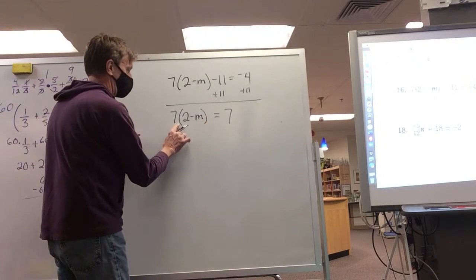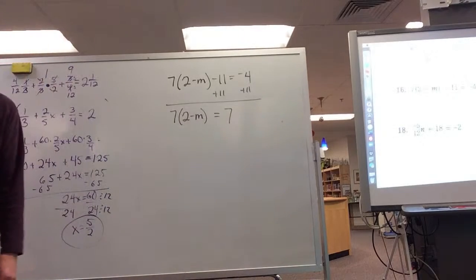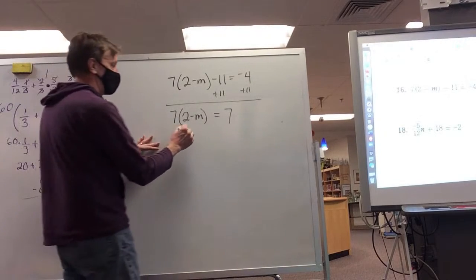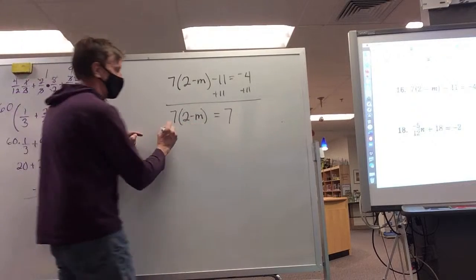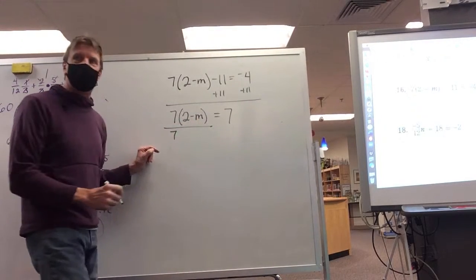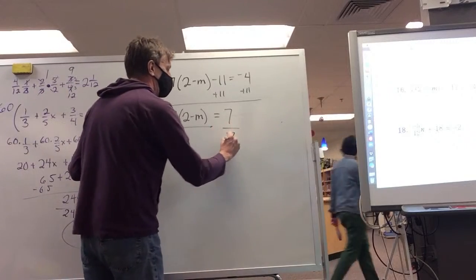So both of those are good ways of explaining it. Let's look at it this way. This is 7 multiplied by that number. And we can divide by 7.